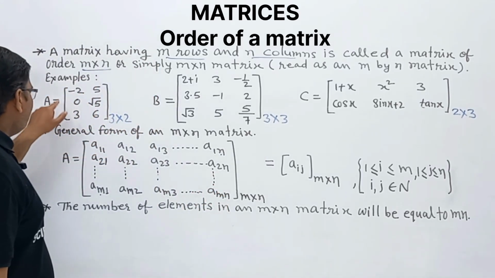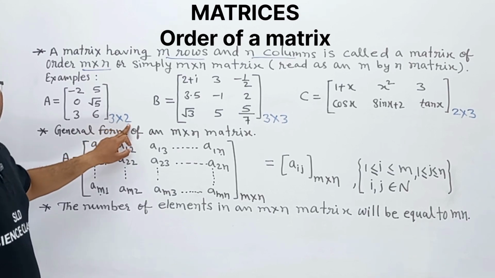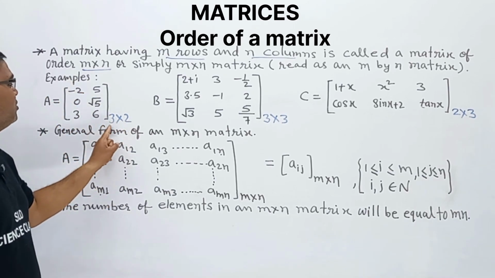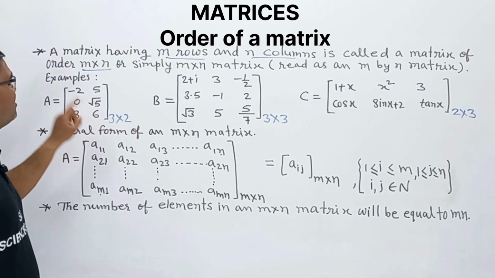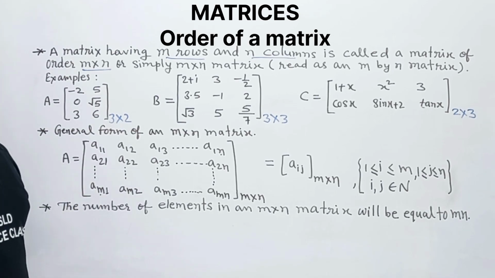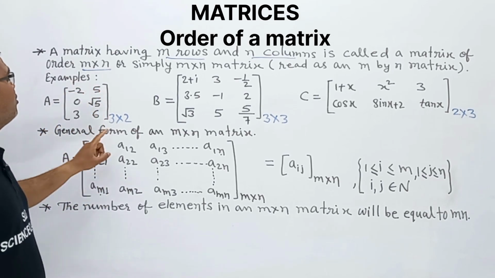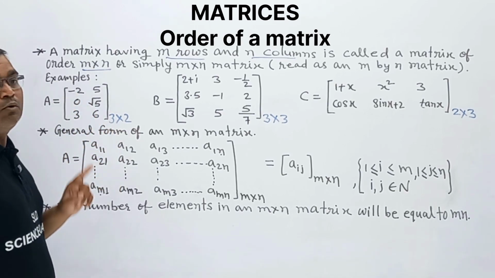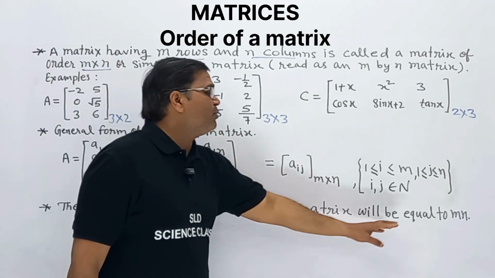Observe. Matrix A has order 3 by 2. What about the number of elements? We multiply both: 3 twos are 6. And if we observe, 1, 2, 3, 4, 5, 6, this matrix has 6 elements. So once we have a matrix of order m into n, the total number of elements will be m into n.